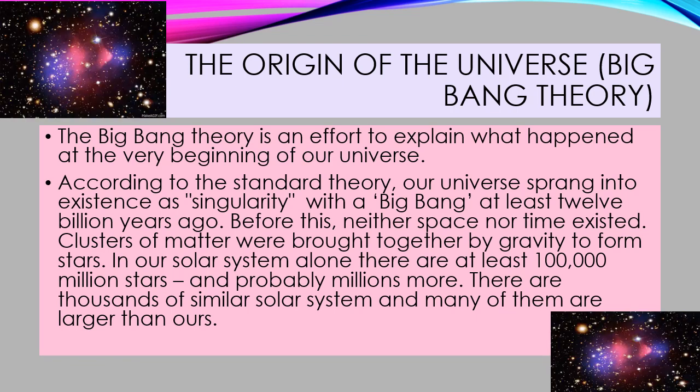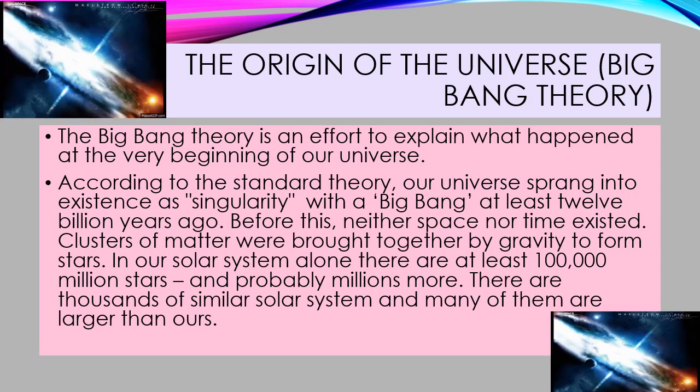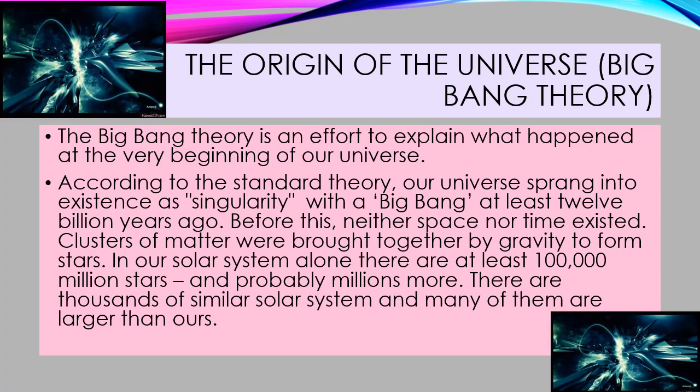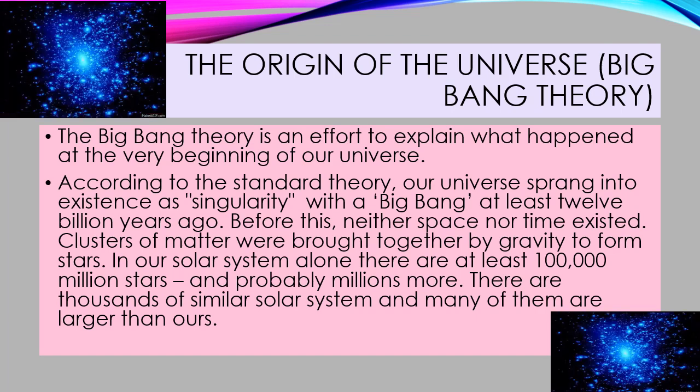According to standard theory, our universe sprang into existence as a singularity with a Big Bang, at least 12 billion years ago. Before this, neither space nor time existed. Clusters of matter were brought together by gravity to form stars. In our solar system alone, there are at least 100,000 million stars, and probably millions more. There are thousands of similar solar systems, and many of them are larger than ours. And this is where religious people would have an issue. In the next slide, we'll explore more.